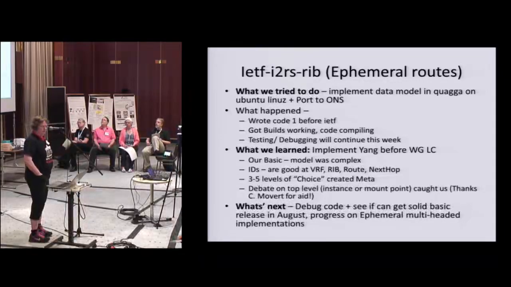So what did we learn about the IETF RIB model? Well, we said we had a very basic next hop model, and my answer after coding it is maybe we better think about basic and basic extended. It was quite a lot for the very basic model. IDs are good. A transaction interface where you say, I want RIB number 2, route 1, next hop 5, is a very effective way to do it. One thing we had fun with, instance or mount point for the net.